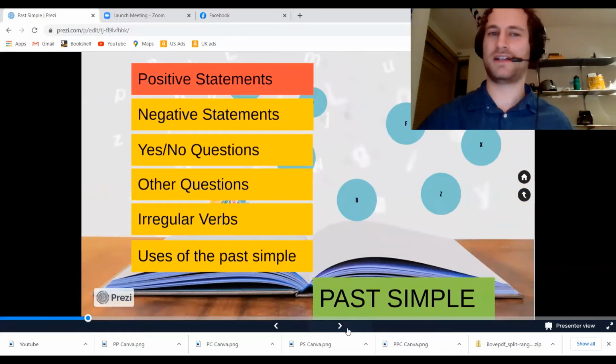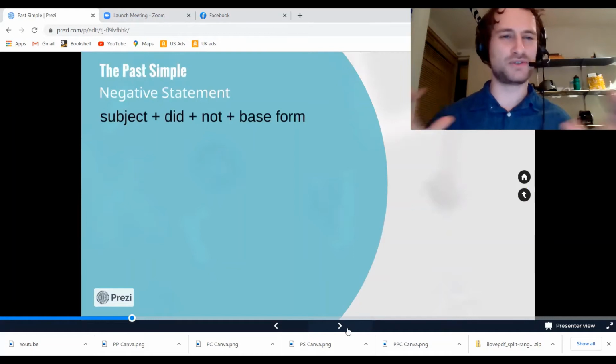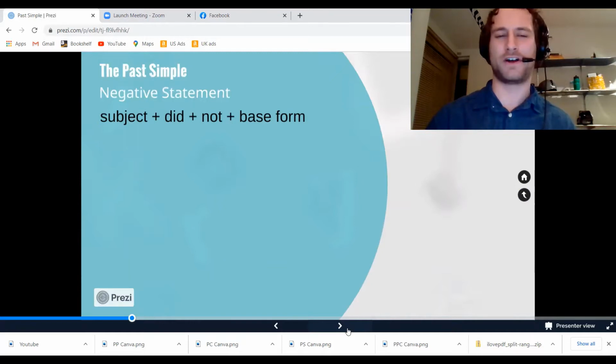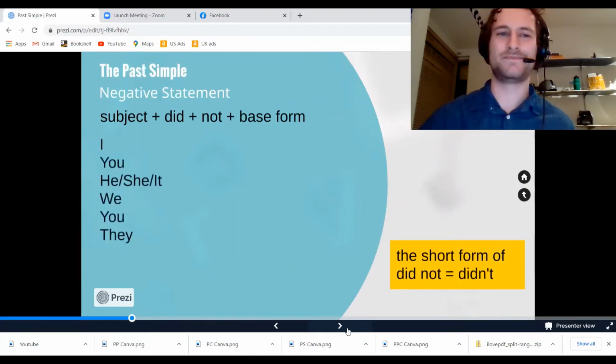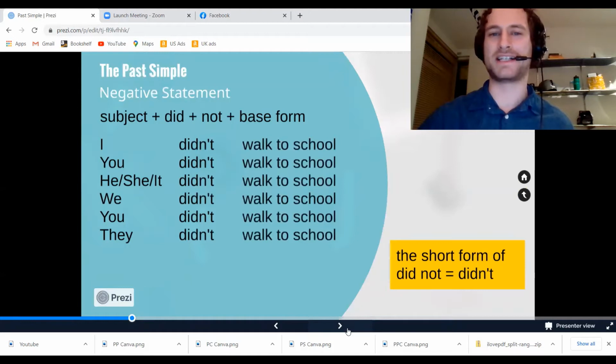Let's keep it moving. Let's start taking a look at negative statements. How do we create the negative statement using the past simple? Well, we use the subject, then we use this new word did, then we use not, and the base form of the verb. So we will not be using the past participle when making a negative statement. We'll be using did not instead. Now, if you want to shorten that from did not, you can make it didn't. So here we have our subjects. Then we'll use didn't, the shortened version of did not. And then we have the base form of the verb.